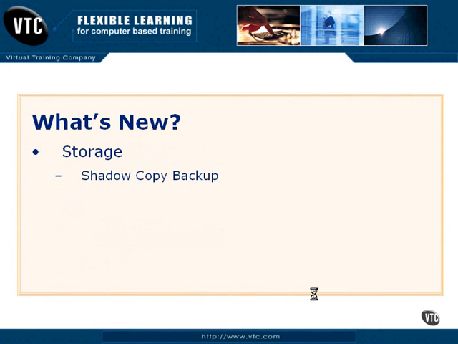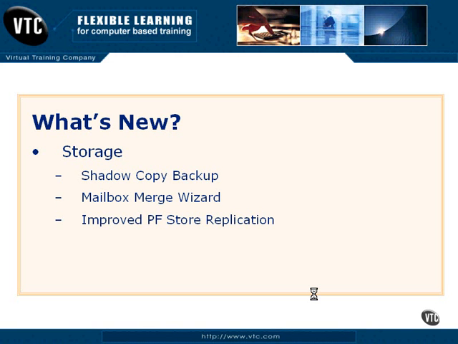Storage has been improved as part of a piggyback option on Windows Server 2003. We can take advantage of the shadow copy backup. And if you hadn't heard about that, you're going to like this. This makes it real fast and easy to get a hold of information that's been backed up. Mailbox Merge Wizard makes it possible to pull mailboxes from previous versions of Exchange and so forth. We'll talk about that.